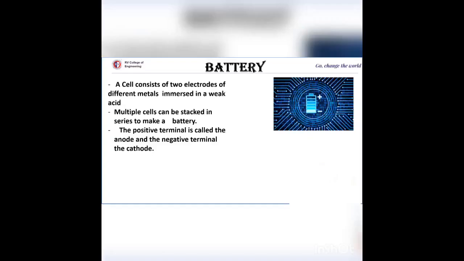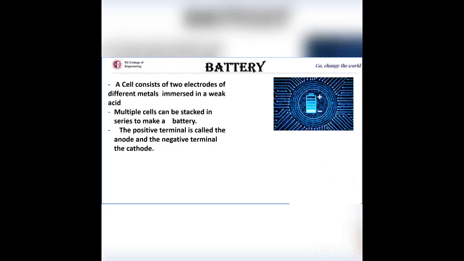My name is Ayush and I will be explaining the working of a battery and fuel cells. Generally, a battery is a device that converts the chemical energy contained in its active materials directly into electrical energy by means of an electrochemical oxidation reduction reaction. Two electrodes made up of various metals submerged in a mild acid make up a cell. A battery can be created by stacking many cells in series.